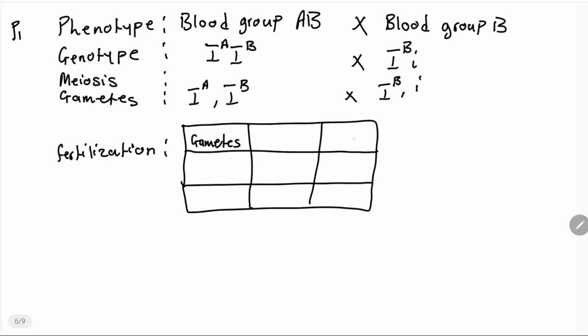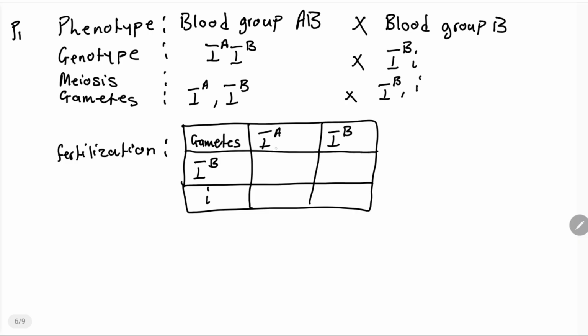Now in this box and that box, we're simply going to write the gametes of parent number 1. And the first gamete here was capital letter I to the exponent of capital letter A. The second gamete was capital letter I to the exponent of capital letter B. In the boxes below the word gametes, we're going to write the gametes of parent number 2. And the first gamete for parent number 2 there was capital letter I to the exponent of capital letter B, followed by small letter I, right?